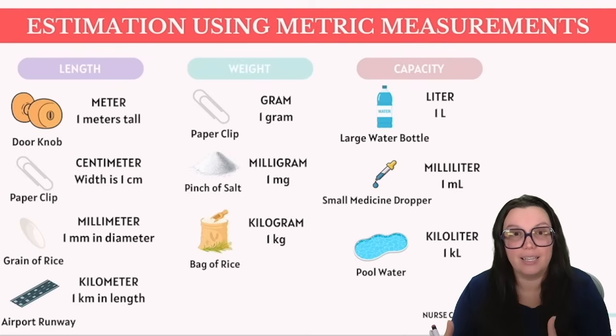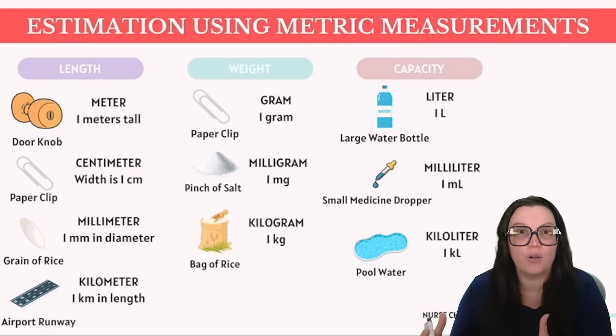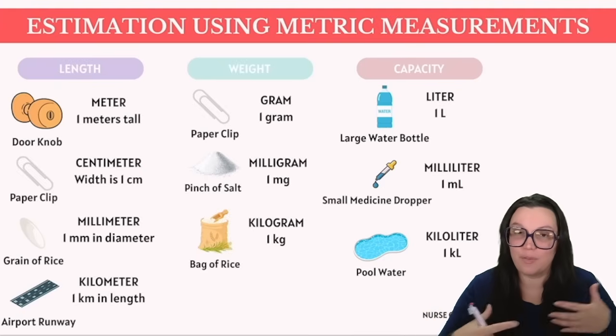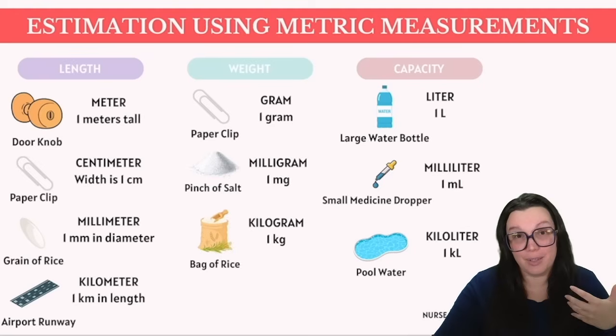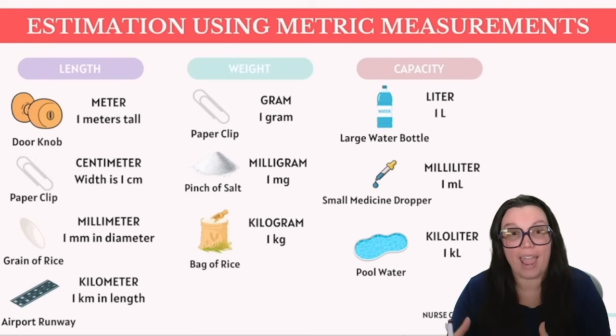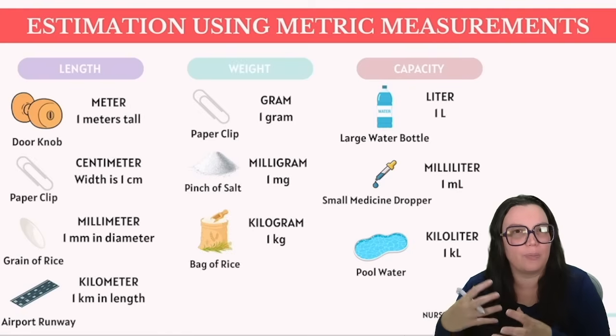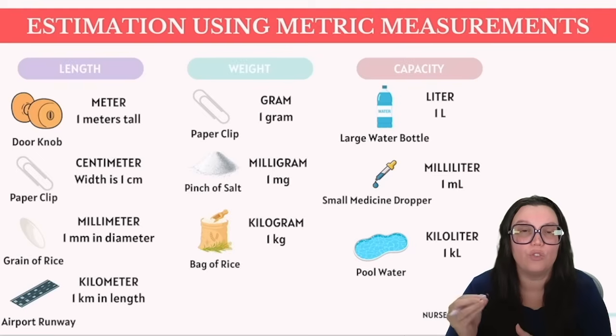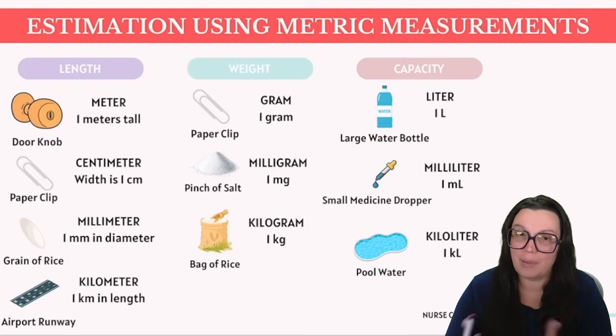And then lastly, with kilometer, 1 kilometer is equal to an airport runway. So if you've ever been in an airplane, you know that runway is very long. That is approximately 1 kilometer. Next up, we have weight. So approximately when it comes to weight, a gram is equal to the weight of a paper clip. So that paper clip's not very heavy, right? So it's very light. So that's approximately 1 gram.